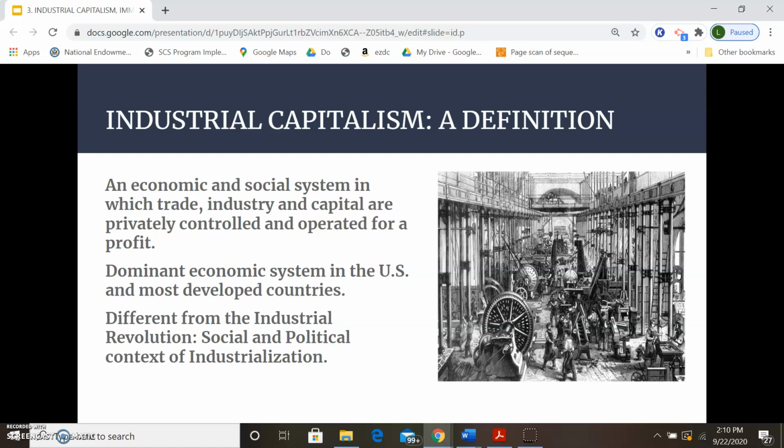And industrial capitalism, if we're going to define it, is just an economic and social system in which resources like industry, capital, and labor are privately controlled, meaning people can own them, right? You can start your own business, you can purchase a plot of land, you can build a factory, and then you can use that factory to make profit for yourself. This is industrial capitalism in a nutshell, and this becomes the dominant economic system in the United States and most developed countries during the second half of the 1800s.